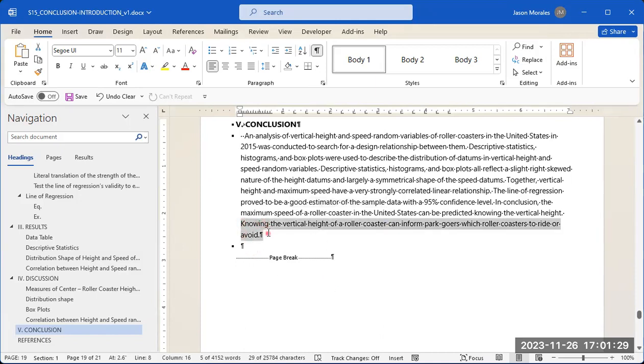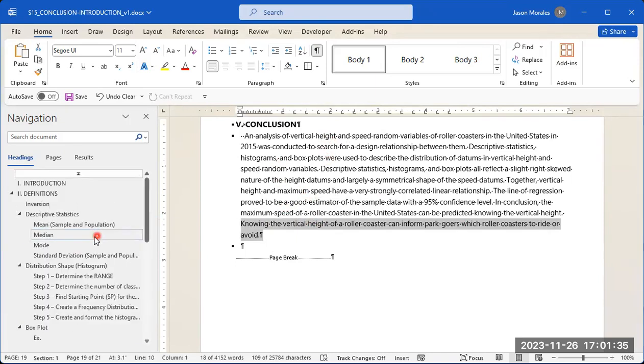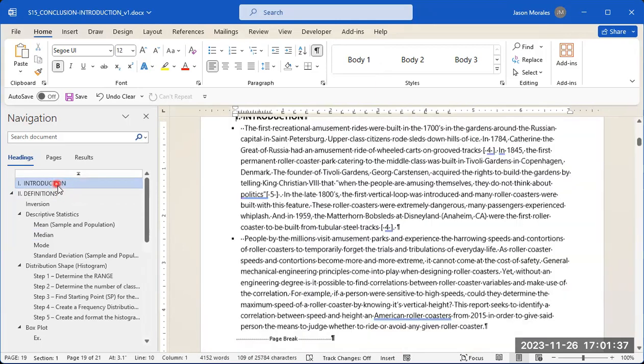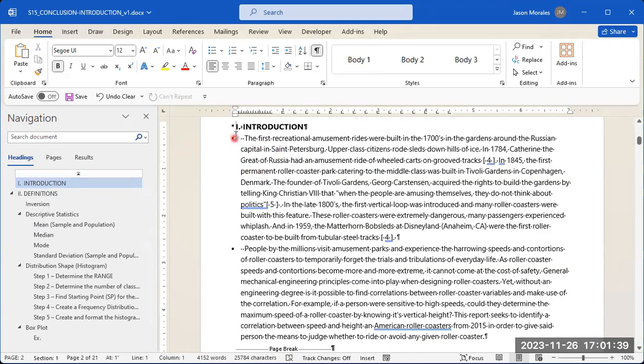So writing about that here in the conclusion gives me some idea of what I want to say in the introduction. So if I come up here to the introduction, first, I put some information about roller coasters in general, saying that the first recreational amusement ride was built in the early 1700s. In 1784, Catherine the Great of Russia had an amusement ride of wheeled carts on grooved tracks.